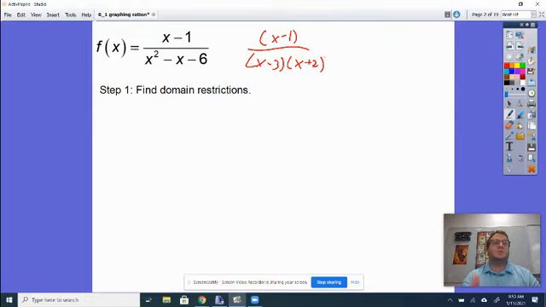For the domain restrictions, remember domain restrictions come from one of two areas for the most part. Either I'm taking the square root of a negative number, which I don't have any square roots here, so not a problem, or I'm dividing by 0. And there's two places where I could be dividing by 0 here. So x cannot equal 3 or negative 2. Now hold on to those for a second, because depending on what happens in a little bit, those will either turn into what we call asymptotes or they'll turn into holes.